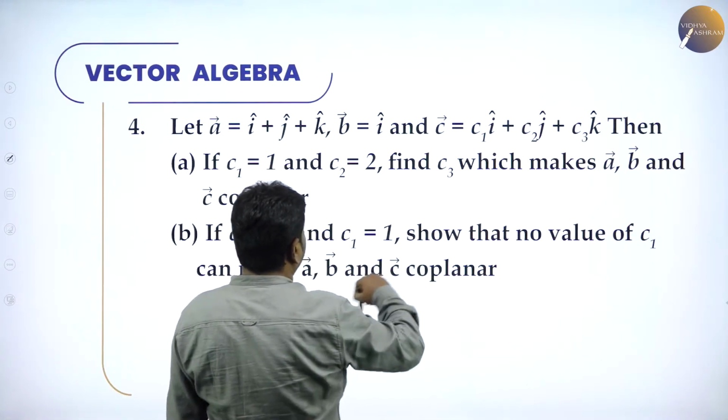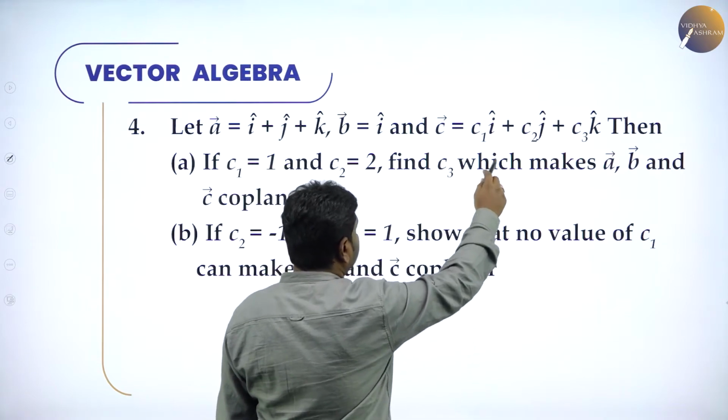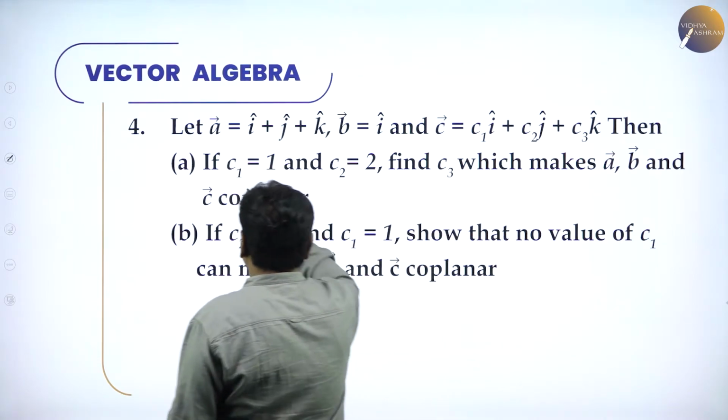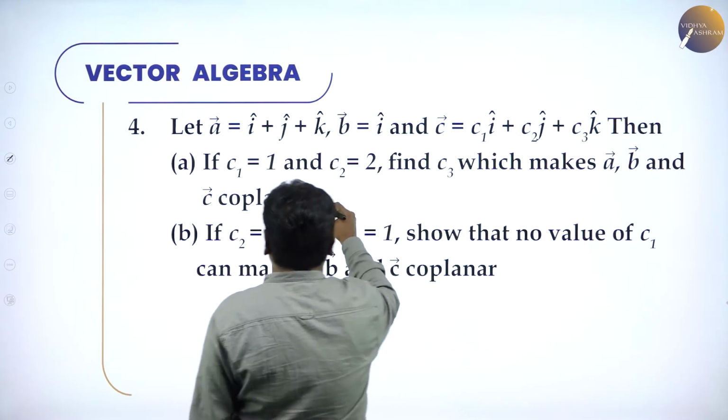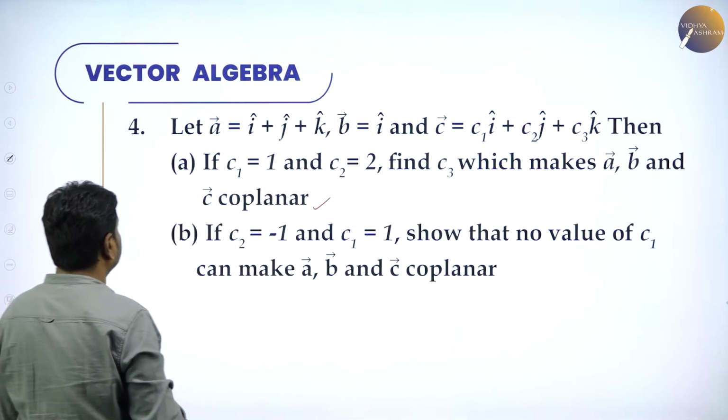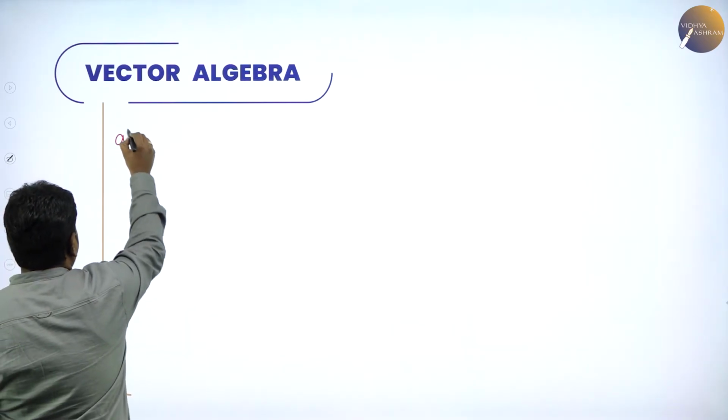Vector B is i cap. Vector C is C1 i cap, C2 j cap, C3 k cap. Then C1 is equal to 1 and C2 is equal to 2. Find C3 if they are coplanar. Question A we will solve. So now part A we will solve.